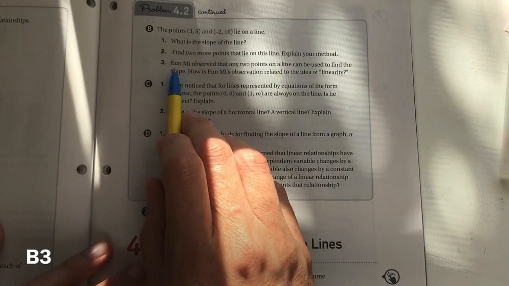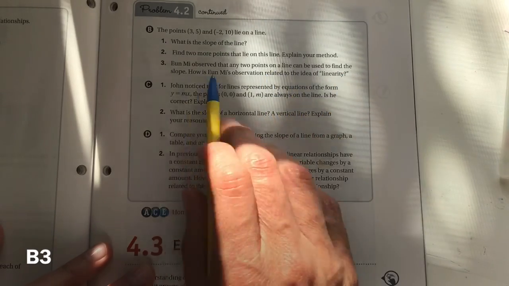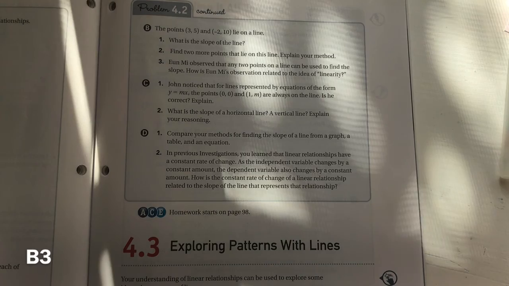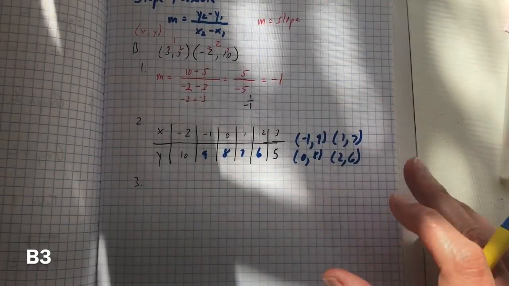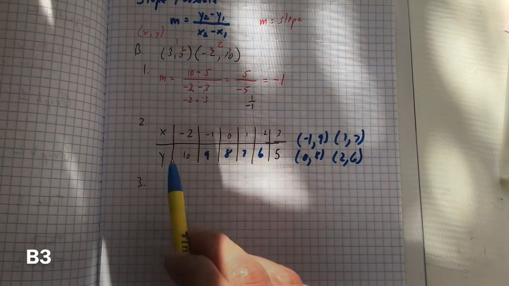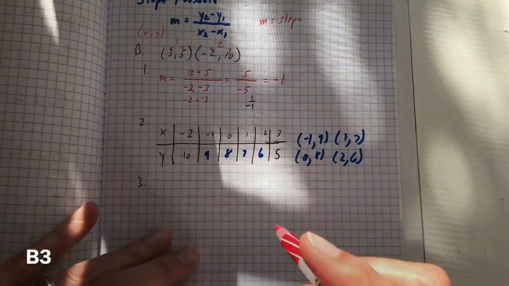B3. Unmai observed that any 2 points on a line can be used to find the slope. How is Unmai's observation related to the idea of linearity? That's kind of a weird word. Well, let's test this. Could we actually go back to all these points here and see, could we plug any of these other points in there and see if we get the exact same slope? So let's try that.